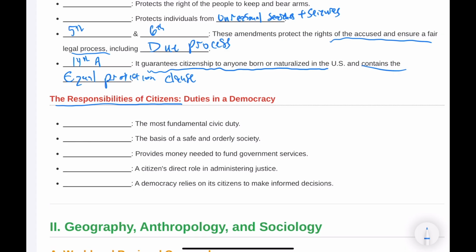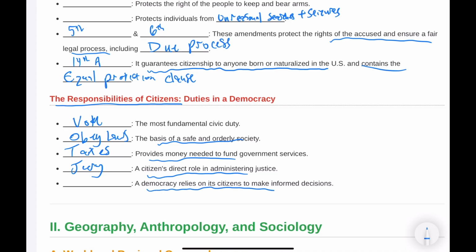Now let's talk about the responsibilities of citizens, the duties in a democracy. So here we go. The most fundamental civic duty is to vote. The basis of a safe and orderly society is to obey laws, and this provides money needed to fund government services. This would be our taxes. This is a citizen's direct role in administering justice, and that's when you serve on a jury, like jury duty. And here we have a democracy that relies on its citizens to make informed decisions, and that is basically just to stay informed about current events.